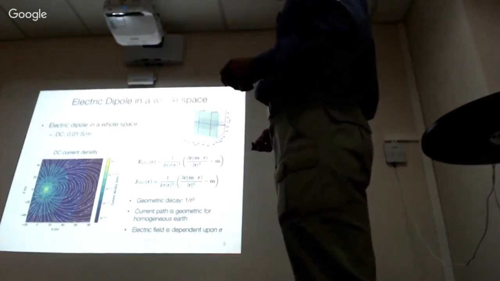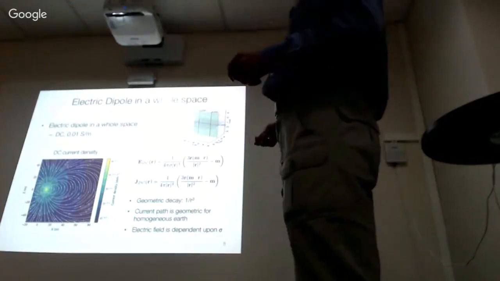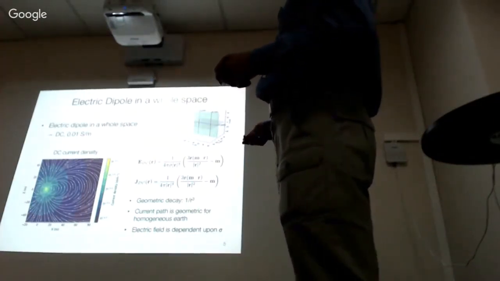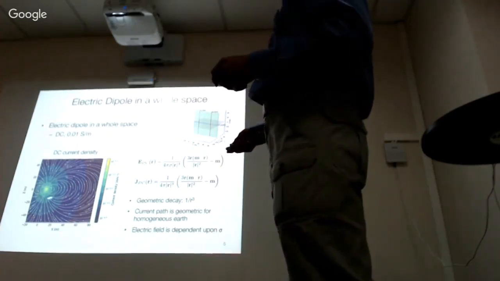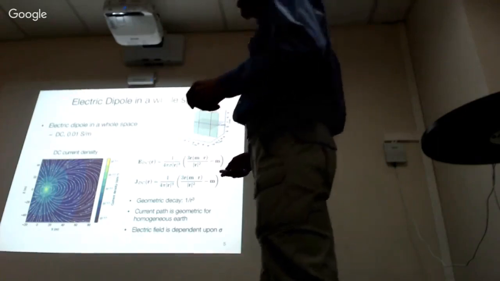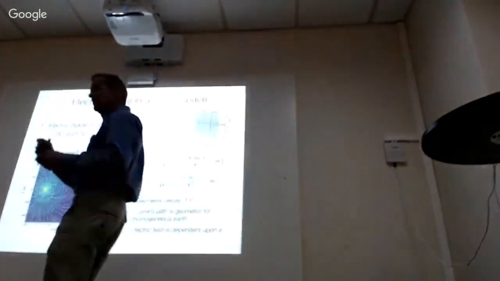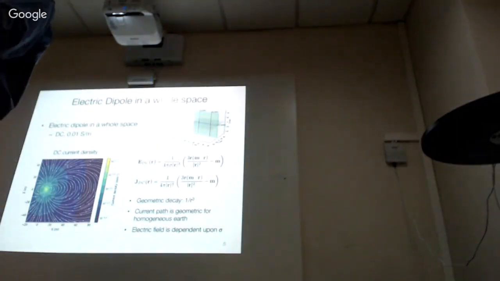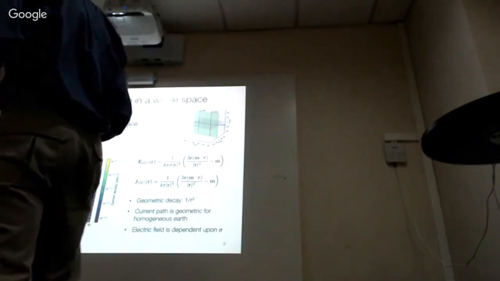Well, first of all, for an electric dipole in a whole space, there are just a couple of things to note. One is that the fields fall off as 1 over r cubed. It's a dipole. Secondly, if we're in a whole space, everything is going to be geometrically similar. When I say electric dipole, I just mean a little piece of wire, and you can imagine a little generator hooked up to it.